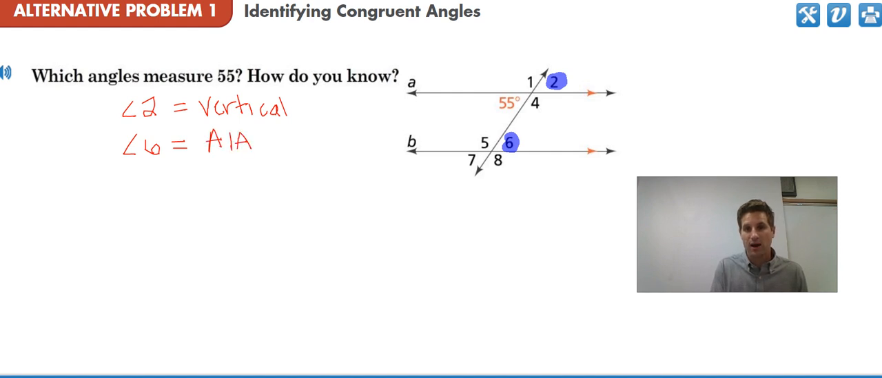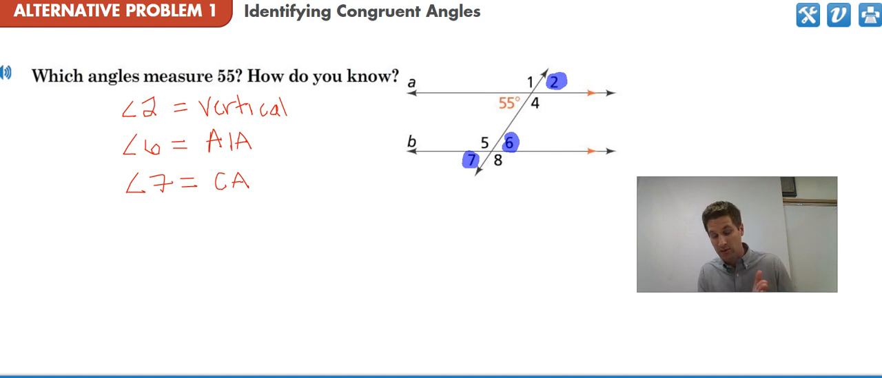Then we also know that 6 and 7 are congruent. And the relationship between 55 and 7 is going to be corresponding angles, which we can just write as CA. Everything else in this picture is not going to be 55, but whatever it would take to get to 180, which in this case I believe would be 125, and that would be it. So: vertical for 2, alternate interior for 6, corresponding for 7.